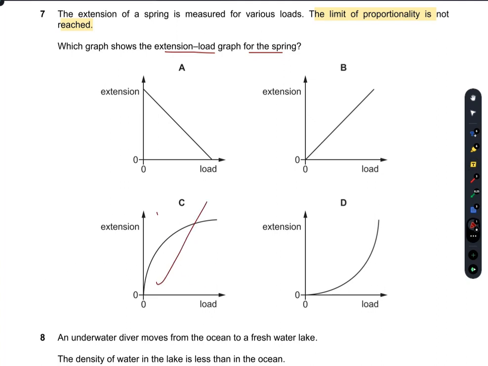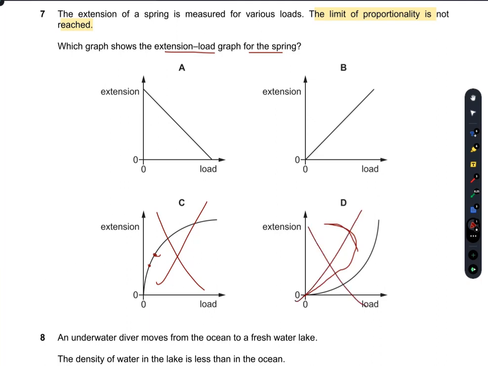So, C is incorrect because C shows the limit of proportionality somewhere here or somewhere here. Similarly, D is also incorrect because this is not a straight line graph, and it should have had a curve if there was a limit of proportionality. So C and D are incorrect.